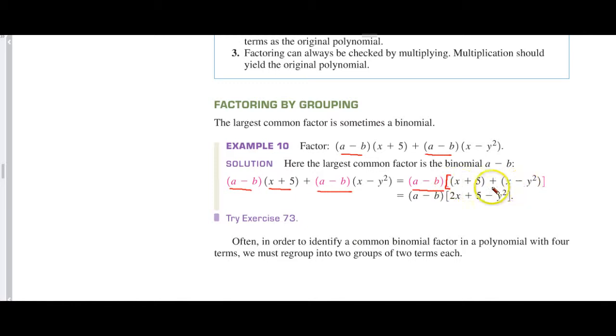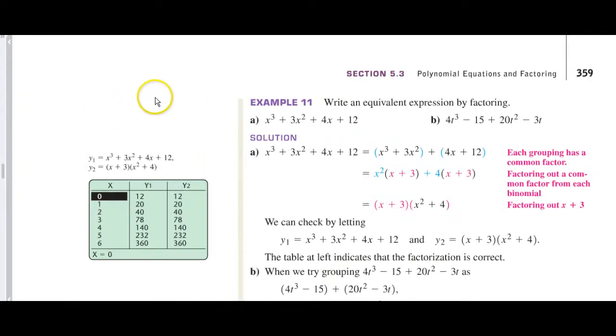Now we can group like terms here because there is a common x, and we get 2x plus 5 minus this times that. Again, this is a rather difficult one to give us as an example of how to factor by grouping. We're going to have some easier ones coming up right now.